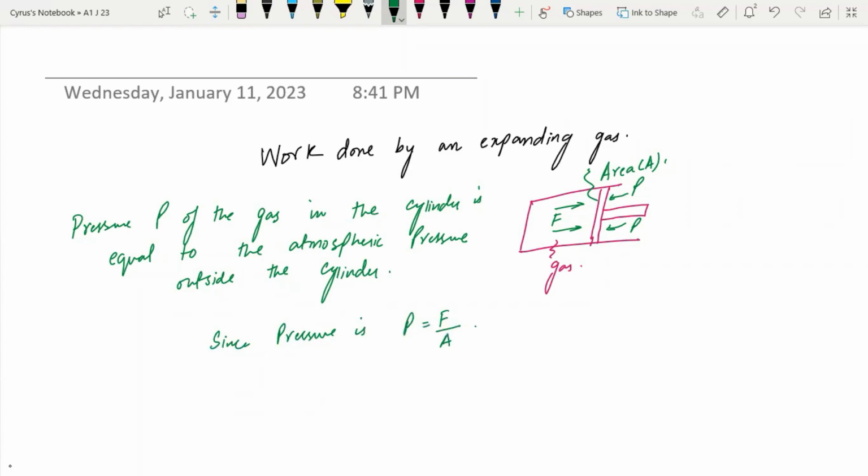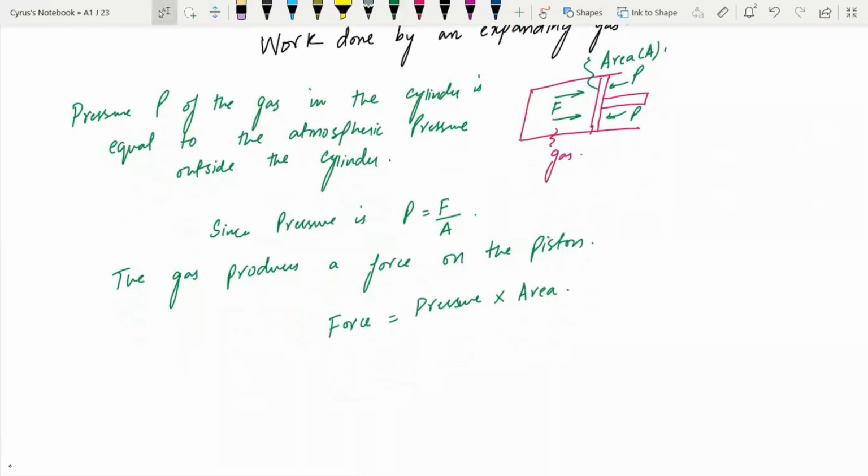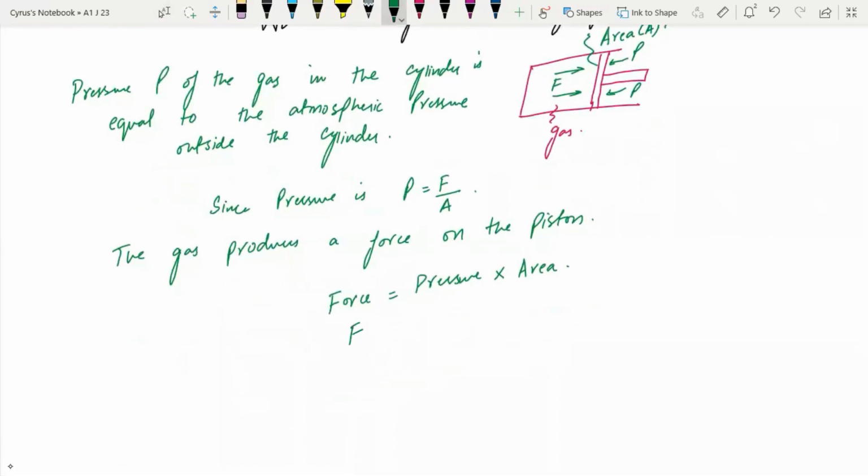the gas produces a force on the piston. You can write here force as pressure multiplied by area. F is equal to PA.